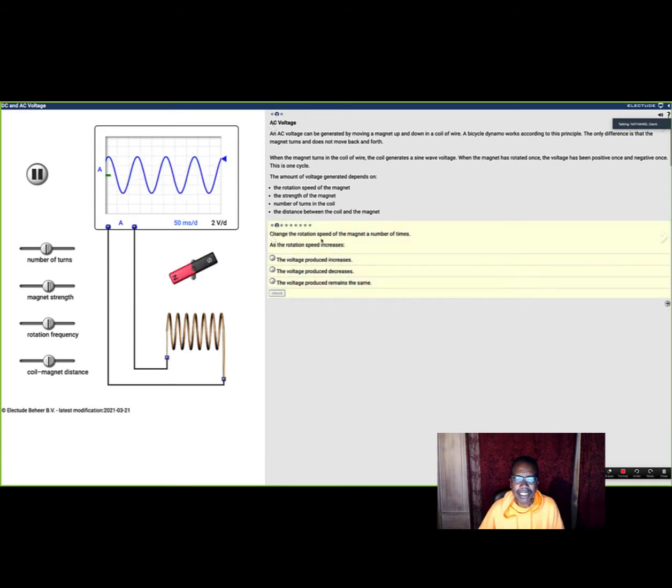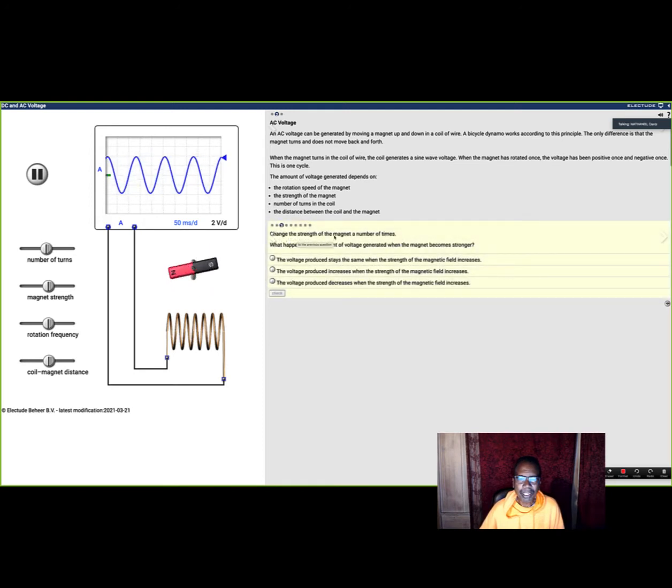Change the rotation speed of the magnet a number of times. We already did that. As the rotation speed increases, you've got to pick one of these: does the voltage produced increase, does the voltage produced decrease, or does the voltage produced remain the same? Which one is true? A. Yeah.